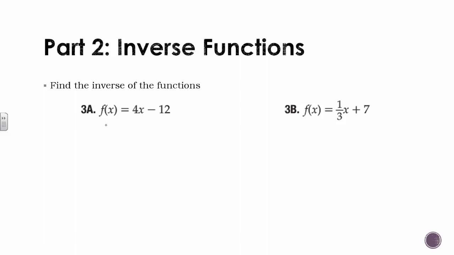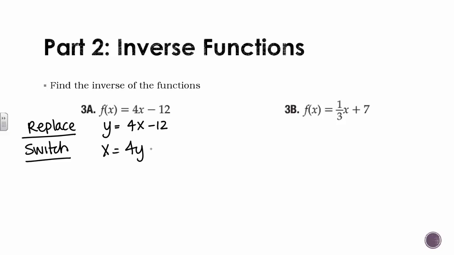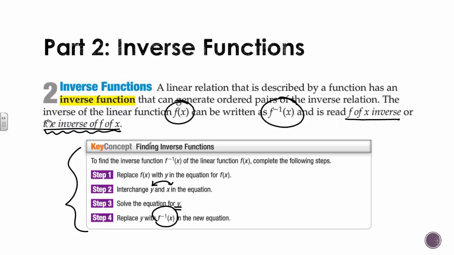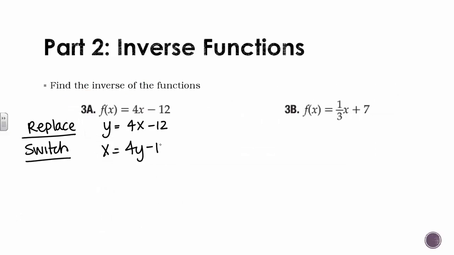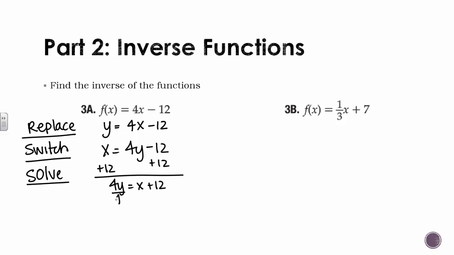So what we're going to do first is replace. We're going to switch. So we'll say replace, switch. So this becomes x equals 4y minus 12. And then we're going to solve. Remember, we want it to be y equals, so I'll add 12 to both sides. So 4y equals x plus 12. And then divide everything by 4. So we get y equals x over 4 plus 3.